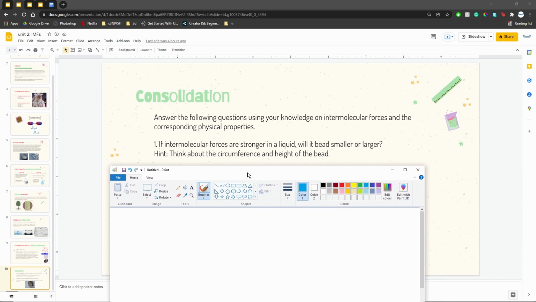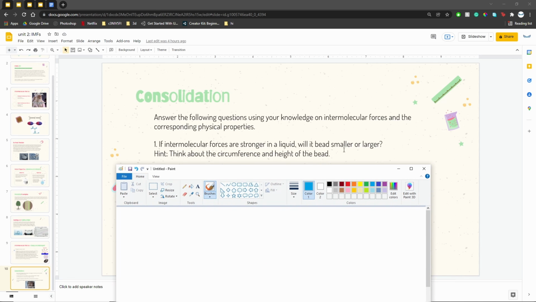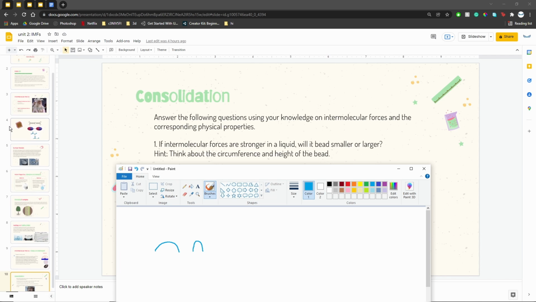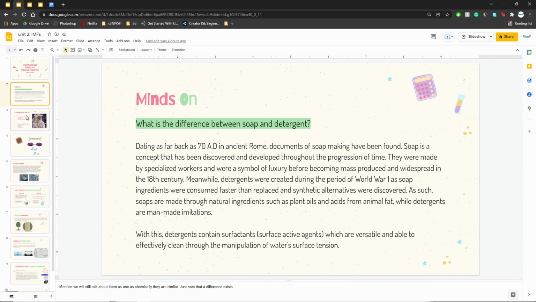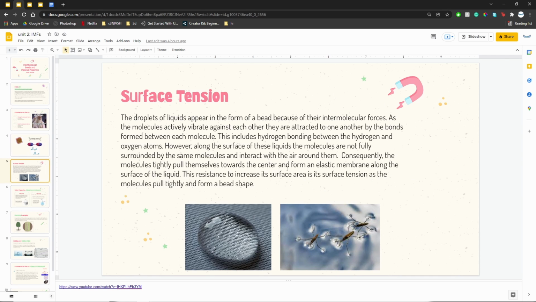So the question is, if intermolecular forces are stronger in a liquid, will it be smaller or larger? Let's say we have this liquid here, and we have this one here. Which one has the higher intermolecular forces? I'll answer this with you. If we go back to, I believe it's this slide, right?